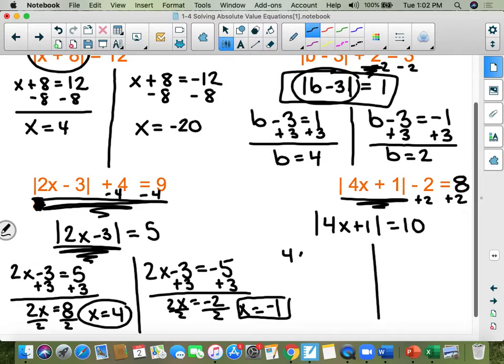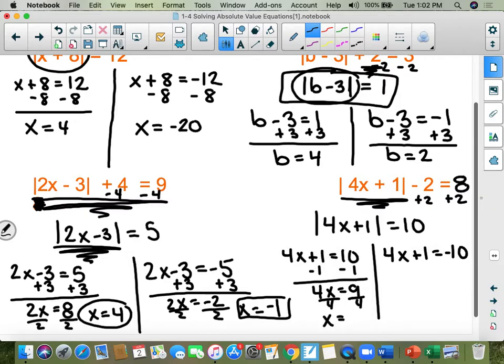One equation is going to be 4x plus 1 equals 10, and the other one's going to be 4x plus 1 equals a negative 10. I'm going to subtract 1 and subtract 1 from my first equation, which gives me 4x equals 9. I'm going to divide both sides by 4, and x is going to equal, it's not going to turn out nicely, sometimes they don't. It's okay to get a decimal once in a while. 9 divided by 4 is 2.25.